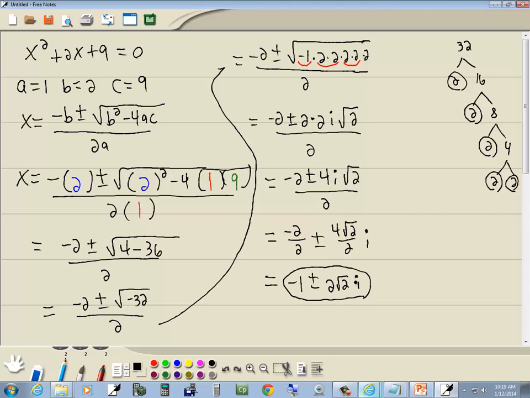Now you can put the i in the back like this, or if you want to put 2i square root of 2, I'm fine with that also. It's however you want to write it. Technically this is the standard form, but this actually avoids confusion if you write it this way. Sometimes people get confused whether the i is out back here or it's under the square root. It's never under the square root for this class.